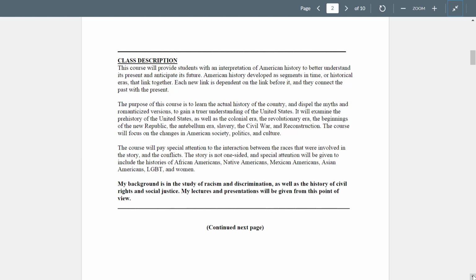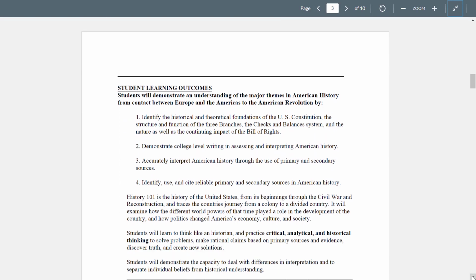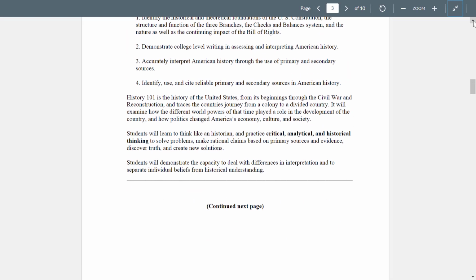My background is in the study of racism and discrimination, as well as the history of civil rights and social justice. My lectures and presentations will be given from this point of view. So the lectures and the presentations will have that as the, for lack of a better word, flavor, okay? Went a little bit too far here.